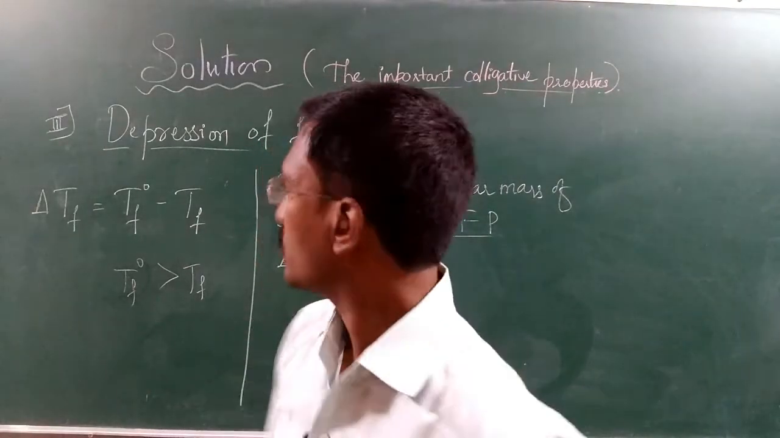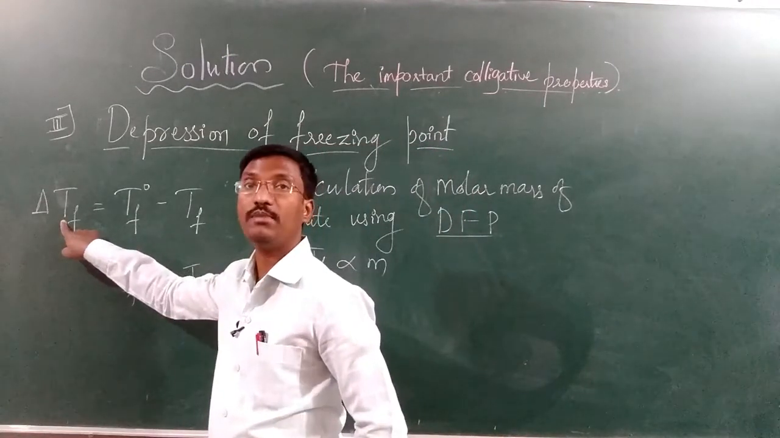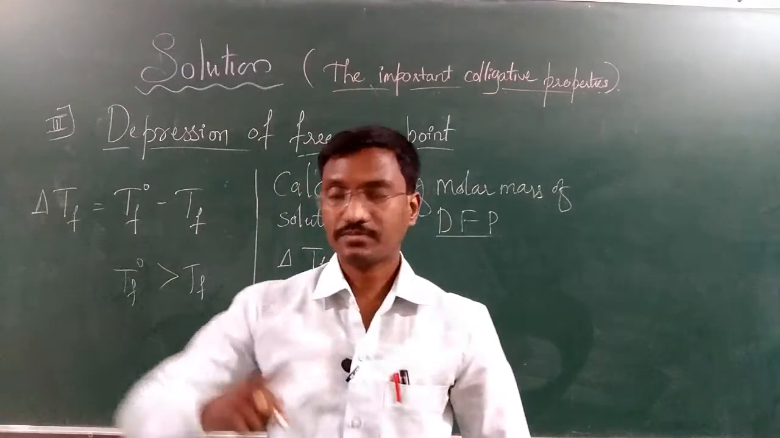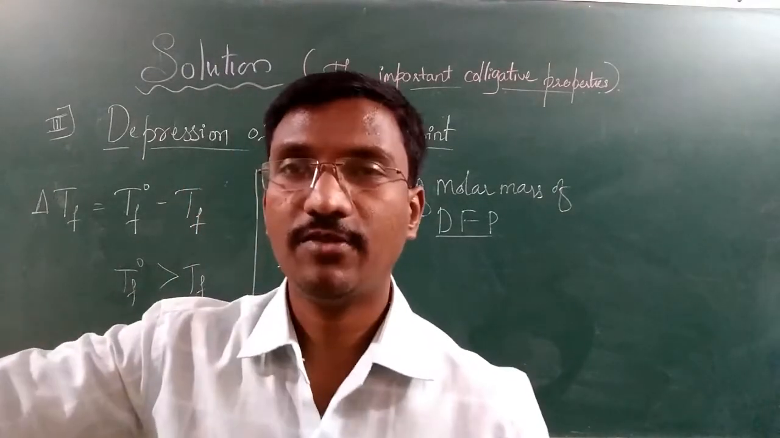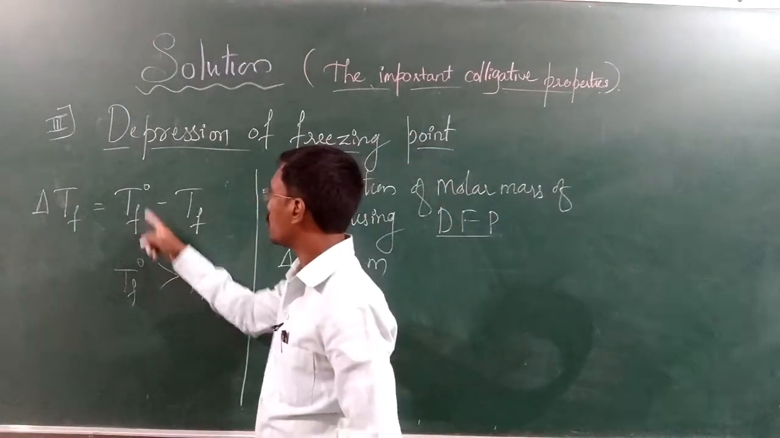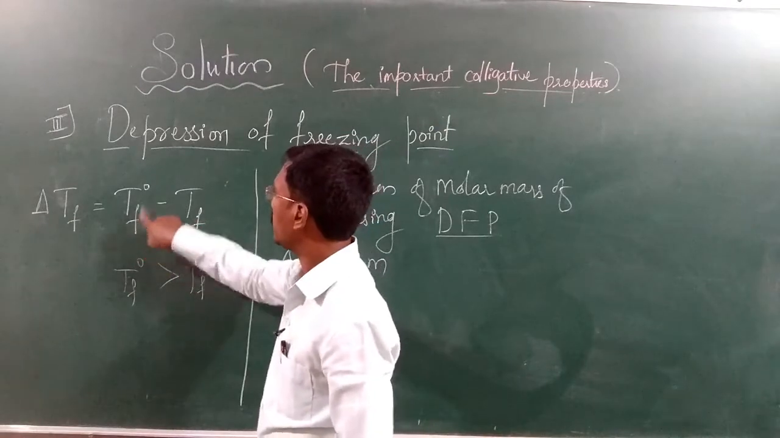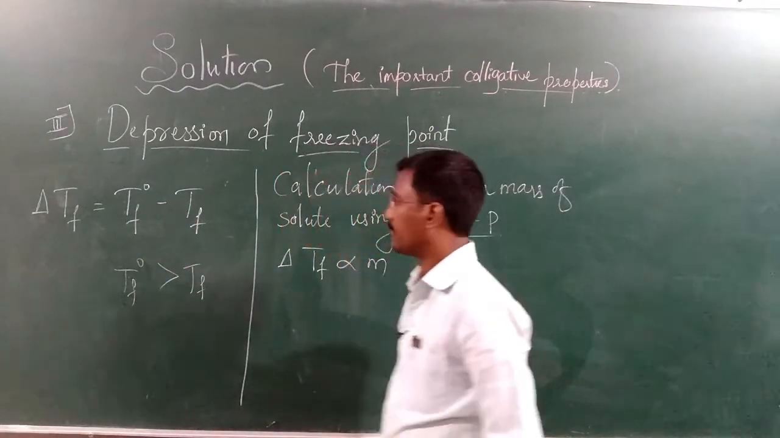So this is the difference, delta TF. In the last one we saw that TB is nothing but the boiling point temperature. Here F is nothing but the freezing point temperature. So here and there, just look at the difference. There we have written TB minus TB naught, whereas here it is TF naught minus TF.